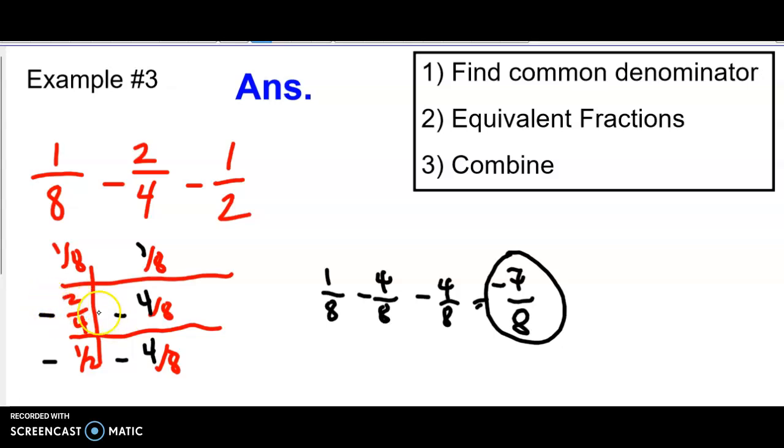So we know that 4 times 2 is 8, so 2 times 2 is 4. And the first fraction stays the same. That 8 didn't change, and my numerator didn't change. So now I have new denominators of 8. So take the conversions of 1/8 minus 4/8 minus 4/8. 1/8 minus 4/8 is -3/8. -3/8 minus 4/8 is -7/8.